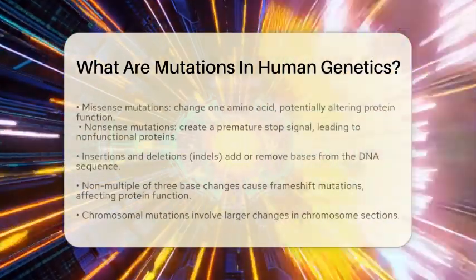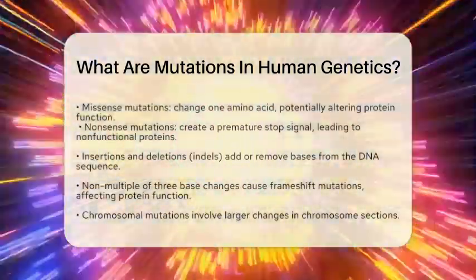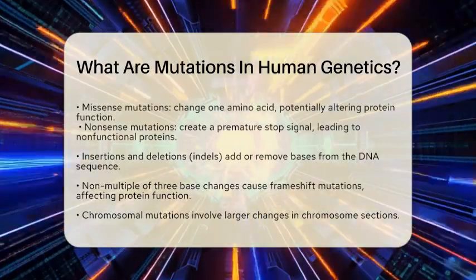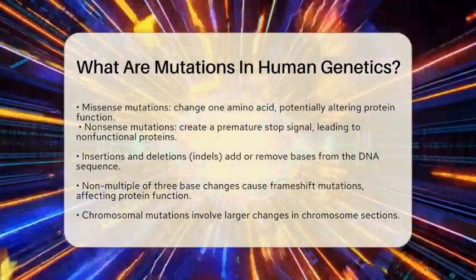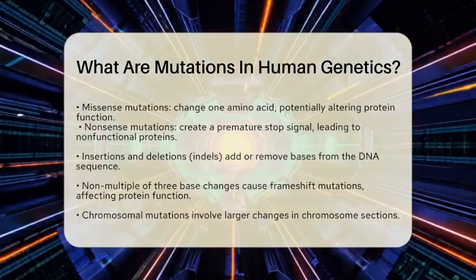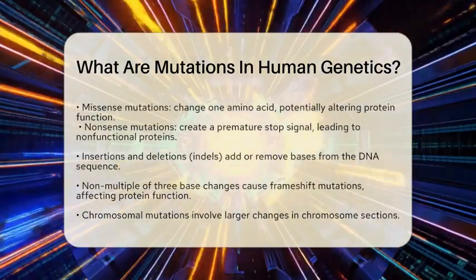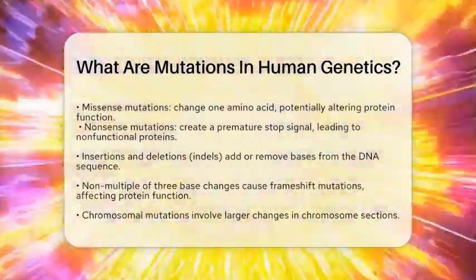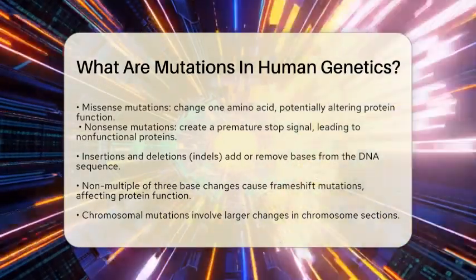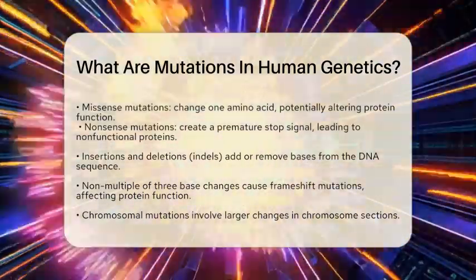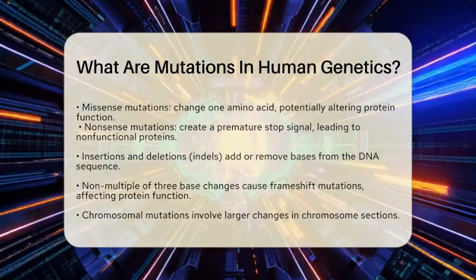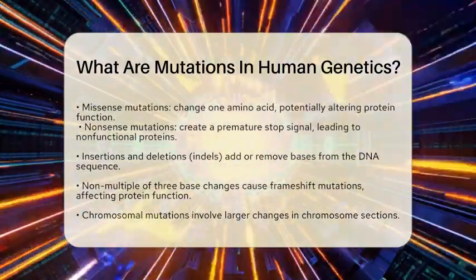There are three main types of point mutations. Silent mutations do not change the amino acid produced and usually have no effect on the organism. Missense mutations change one amino acid in a protein, which can alter the protein's function. Nonsense mutations create a premature stop signal, often leading to incomplete and non-functional proteins.